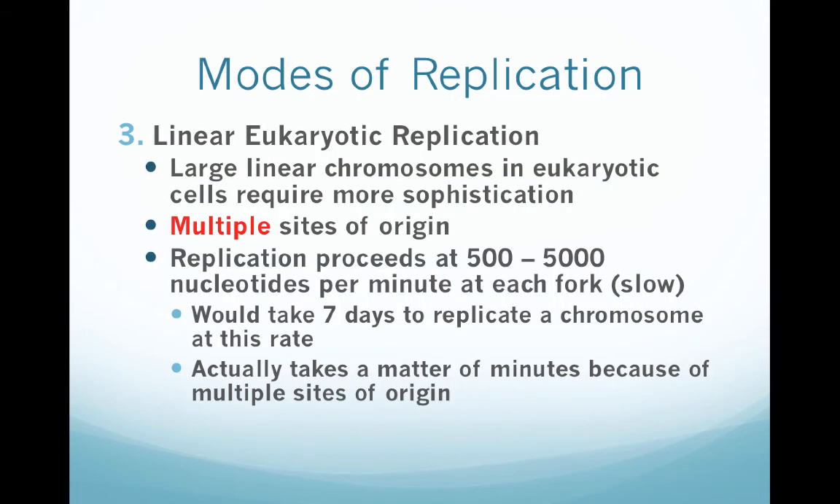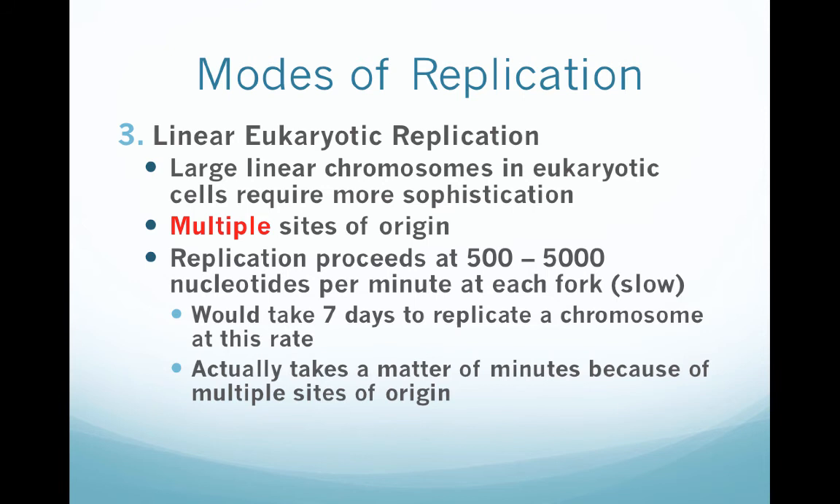And finally, the third mode of replication is linear replication. That usually happens in eukaryotic cells because chromosomes in eukaryotic cells tend to be linear. So one big difference is that in eukaryotic systems, linear chromosomes have multiple sites of origin. So it's not just like theta and rolling circle where there's one site of origin. There's actually multiple sites of origin within that chromosome.